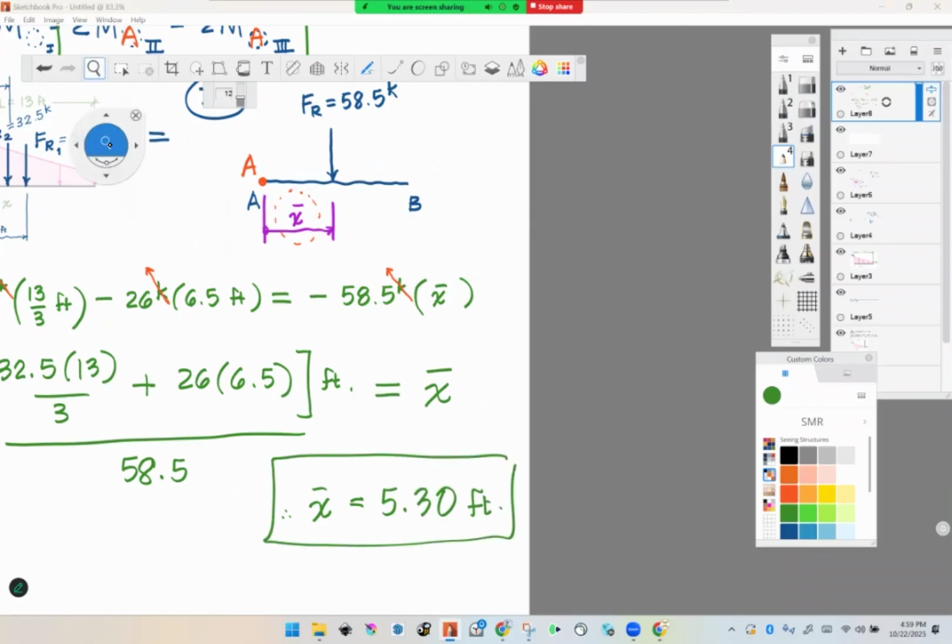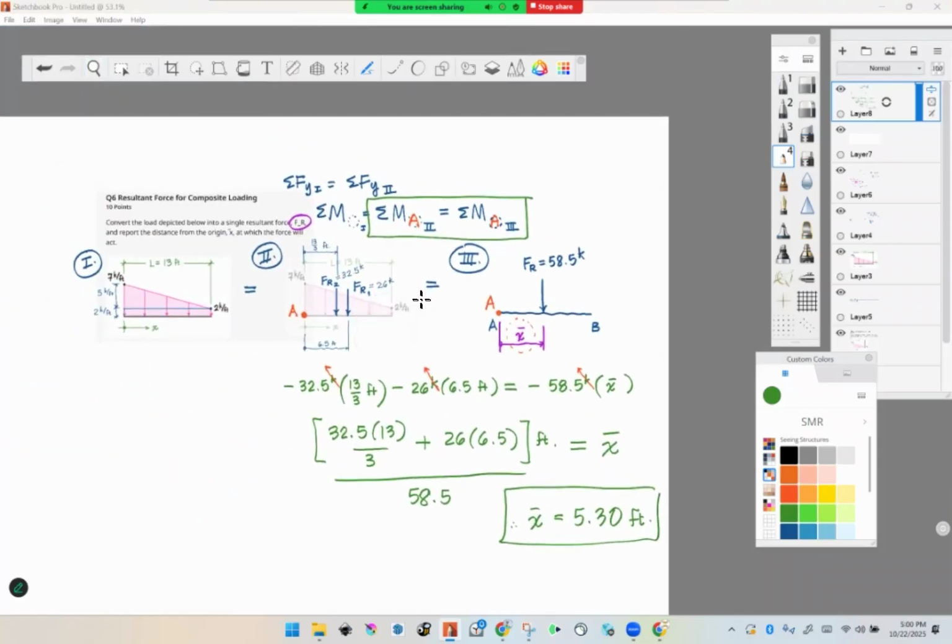Okay, so that is our equivalent system. We can take this input and replace it with this force precisely located at that location, and use that instead of the intermediate steps. That's it for this one.